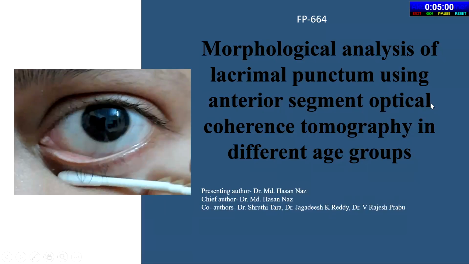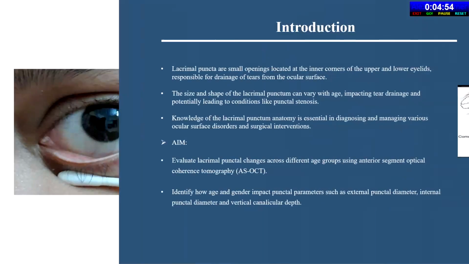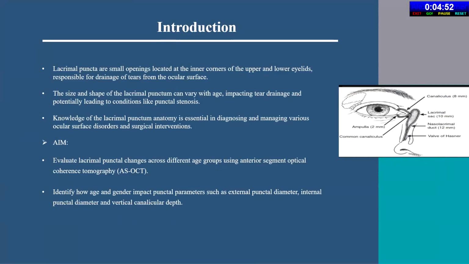Good evening, everyone. My topic of discussion is morphological analysis of lacrimal punctum using anterior segment optical coherence tomography in different age groups. Coming to the introduction, lacrimal puncta are the small openings located at the inner corners of the upper and lower eyelids, responsible for drainage of tears from the ocular surface.